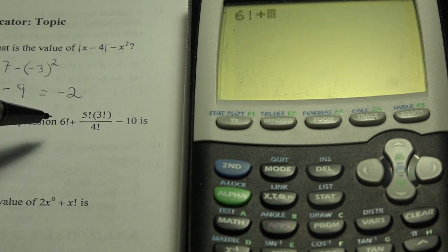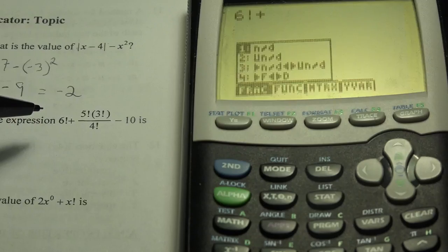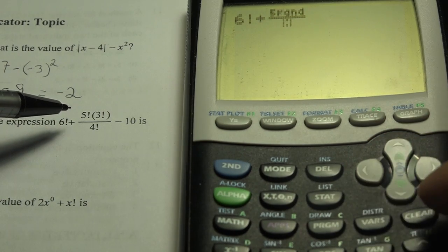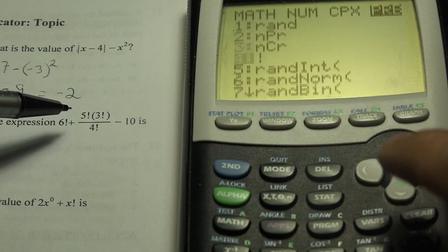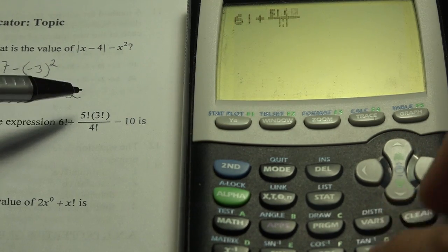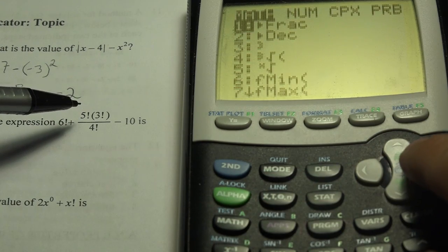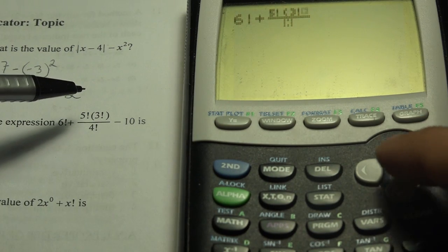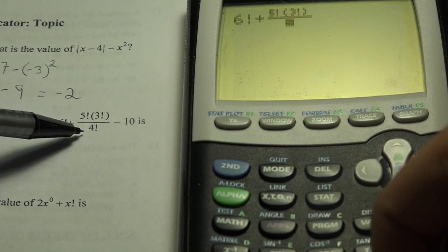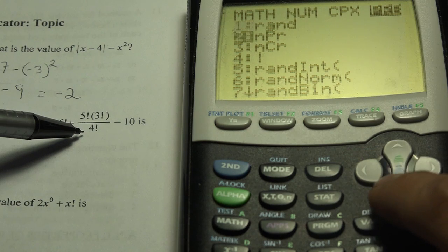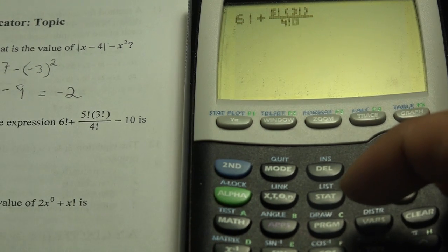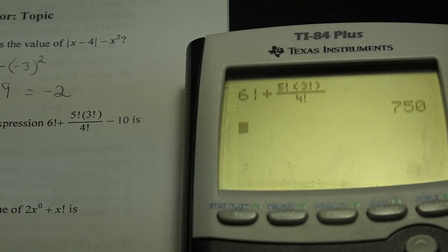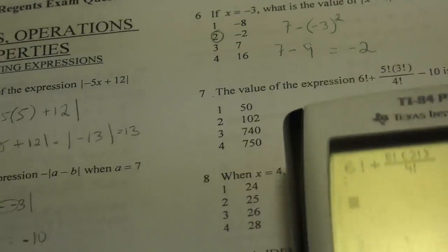Plus, now we have a fraction. So let's press alpha, y equals, enter. And on top I put 5 factorial, and on the bottom, 5 factorial times 3 factorial. Okay, so I got my expression written already. Let's see what I get. I get 750.